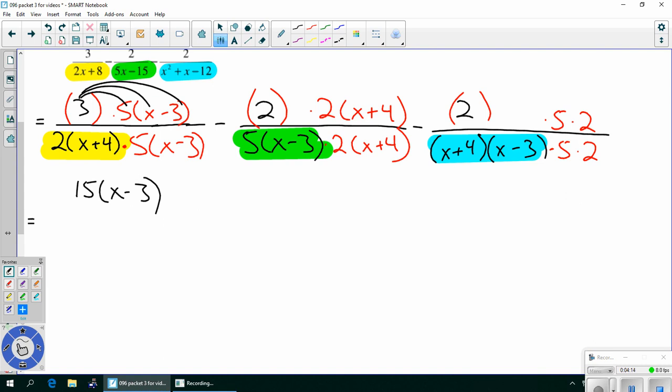Once you've absorbed the 3 into the 5 and made it 15, there's no more 3 left here to come into the parentheses. So it's just 15 on the outside of x minus 3, which we distribute and get 15x minus 45.